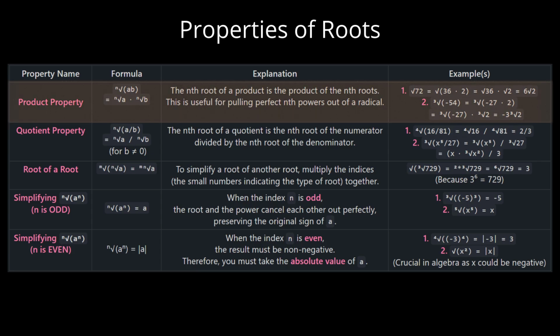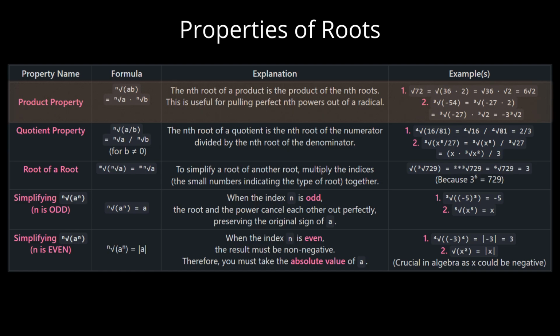First up is the product property. This rule says that if you're taking the root of two numbers multiplied together, you can split them into two separate roots. Look at the formula. The nth root of a times b is the same as the nth root of a times the nth root of b. This is incredibly useful for simplifying.